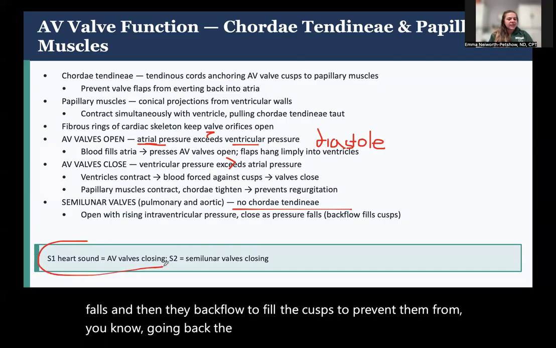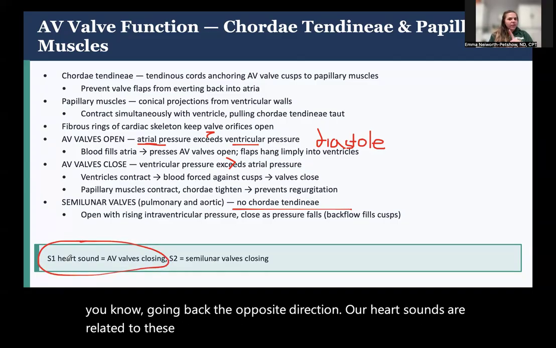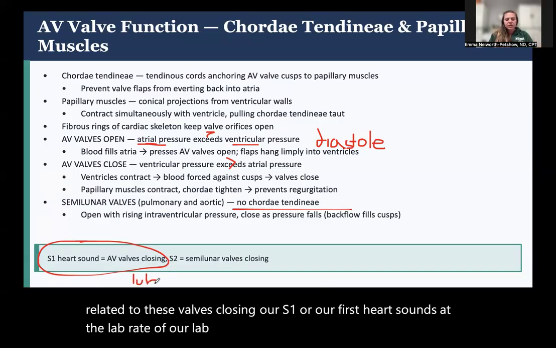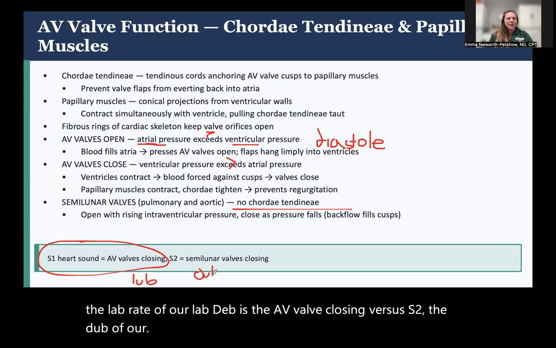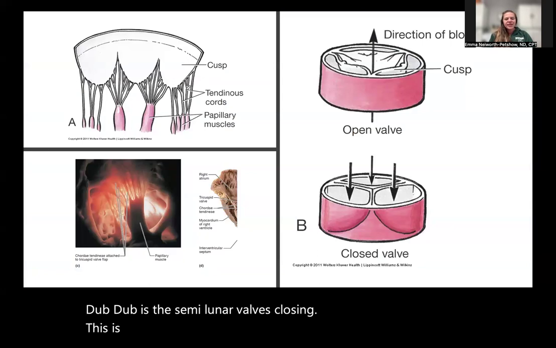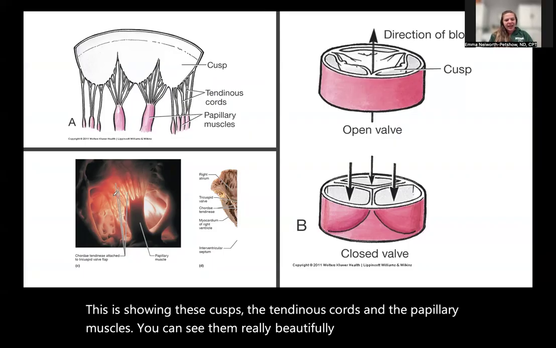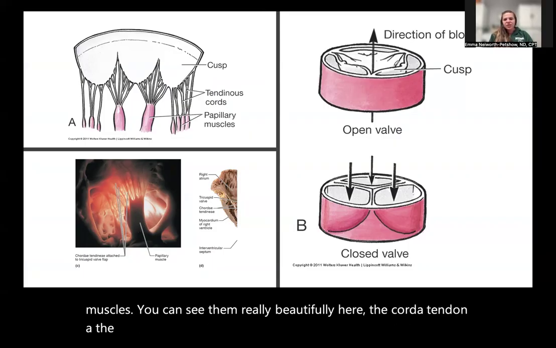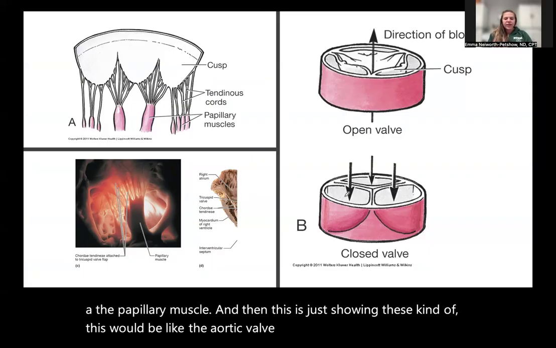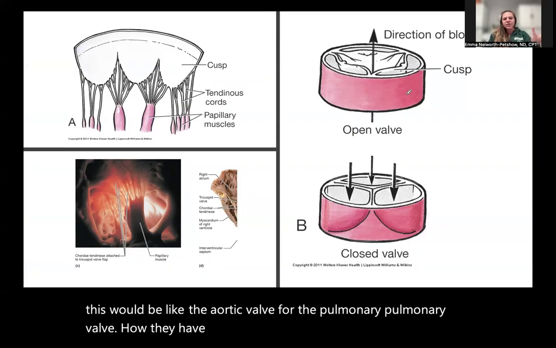Our heart sounds are related to these valves closing. Our S1, or our first heart sound, the lub of our lub dub, is the AV valves closing, versus S2, the dub of our lub dub, which is the semilunar valves closing. This is showing these cusps, the tendinous cords, and the papillary muscles. You can see them really beautifully here. The chordae tendineae, the papillary muscle. And then this would be like the aortic valve or the pulmonary valve, how they have these cusps that just kind of hold space and they open with pressure.